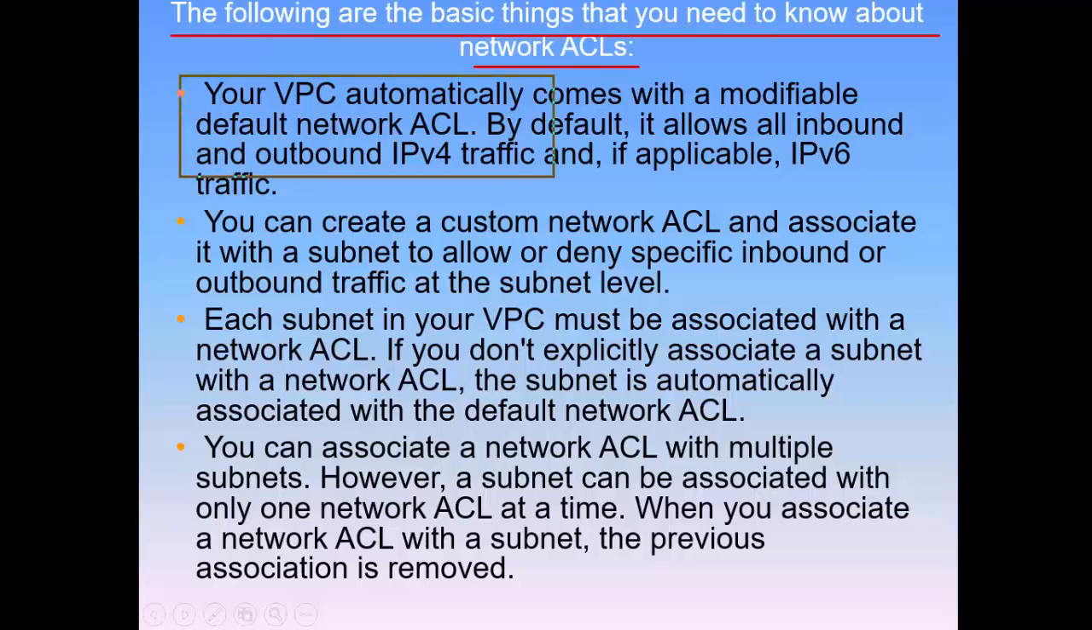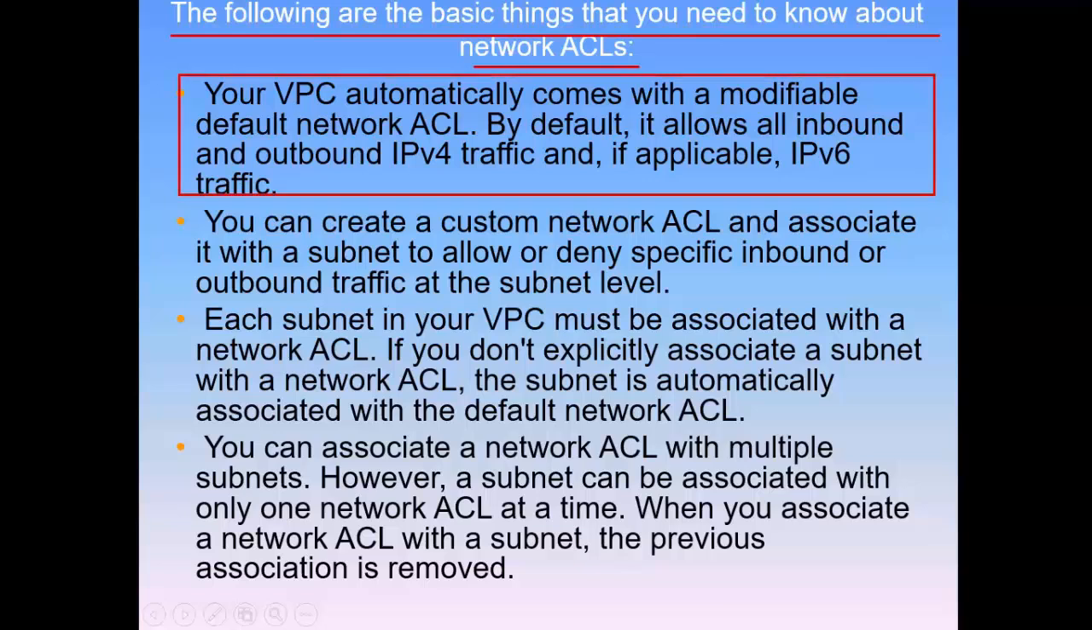As I told you, a VPC automatically comes with a modifiable default network ACL. So whenever you create a VPC, one ACL automatically comes there. And by default, all inbound and outbound traffic is allowed. It allows all inbound and outbound traffic for IP version 4, and if applicable, IP version 6 also, so there also everything is allowed.